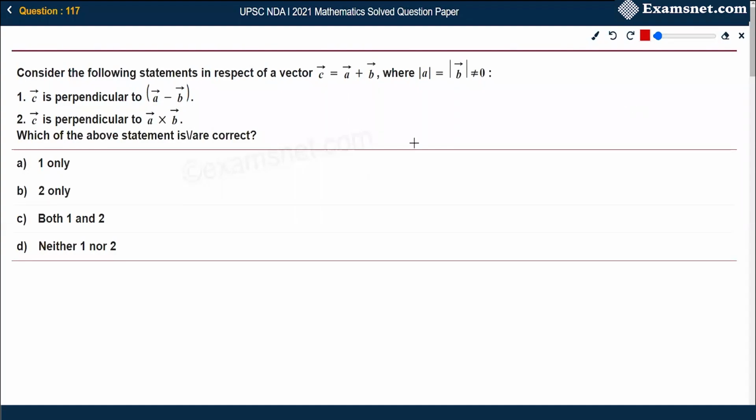In question number 117, it is given: consider the following statements in respect of a vector C equals A vector plus B vector, the sum of these two vectors A and B, where mod of A vector equals mod of B vector and not equal to 0. The first statement is C vector is perpendicular to the vector A minus B, and C vector is perpendicular to the cross product of A vector and B vector.